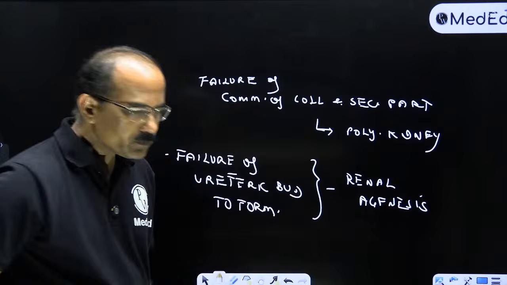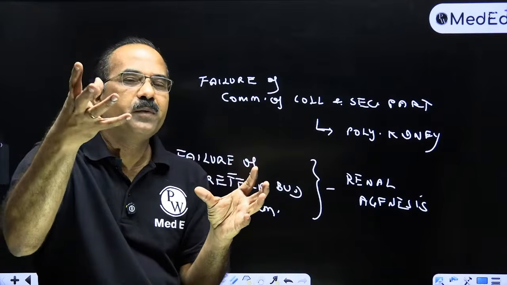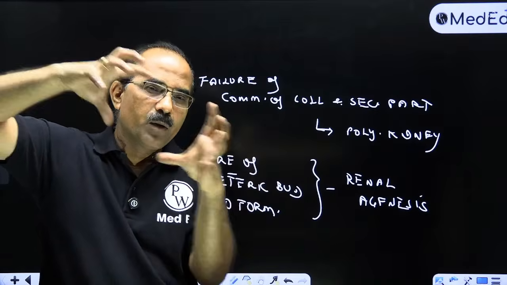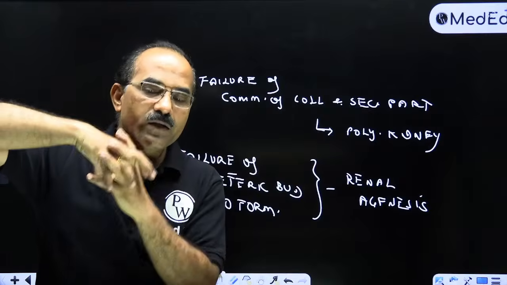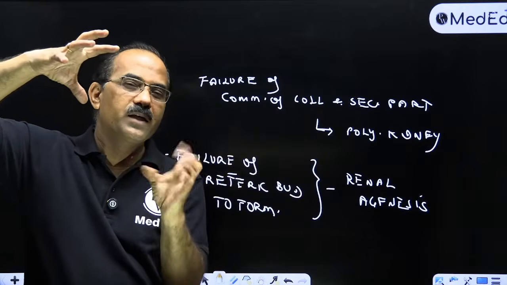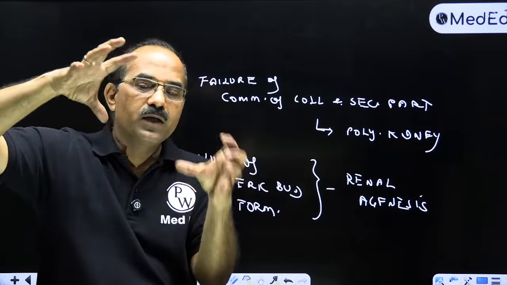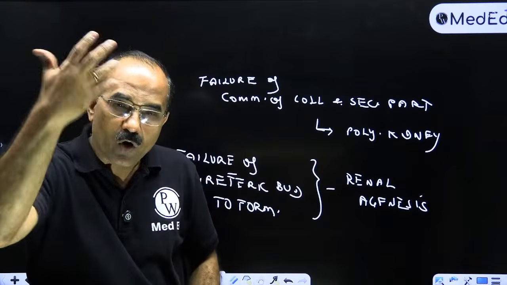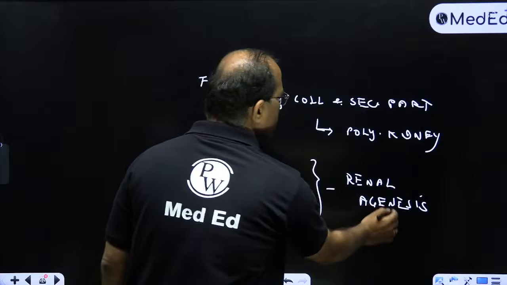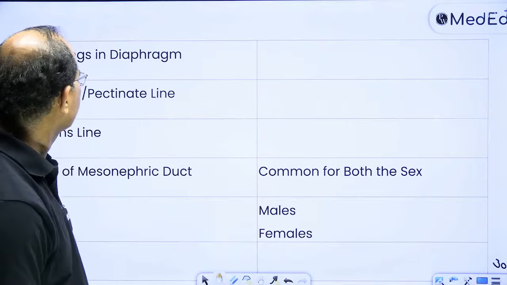Are you following this? So see, collecting part is different, secretory part is different. Secretory part is derived from metanephros. Collecting part is derived from ureteric bud. अब both these parts have to communicate. अगर ये communicate नहीं होता है तो polycystic kidney बनता है. If this collecting part बना ही नहीं, this collecting part will enter the metanephros and stimulate the metanephros to form the kidney. अगर ये collecting part बना ही नहीं तो kidney will not be formed. इसे बोलते हैं renal agenesis. Fine. Okay, so just remember these two things.